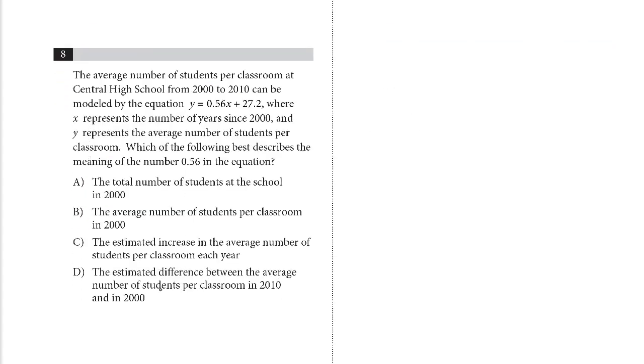Number 8. The average number of students per classroom at Central High from 2010 can be modeled by the linear equation y equals 0.56x plus 27.2, where x is the number of years since 2000 and y represents the average number of students per classroom. So very important in these because they're going to ask us which best describes the meaning of the number 0.56 in the equation. So 0.56 is the coefficient of the variable x. It's our slope. It's the constant rate of change.